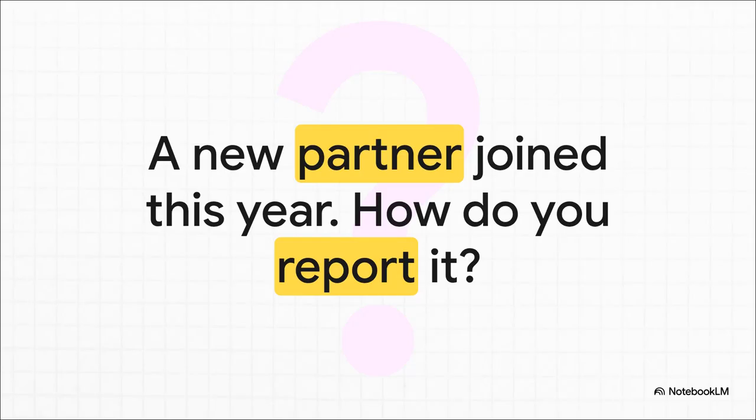Let's imagine a super common scenario. You're auditing a firm, and halfway through the financial year, they bring a new partner on board. How do you go about correctly disclosing that change in Form 3CD?